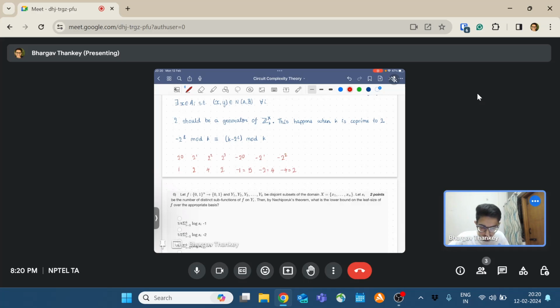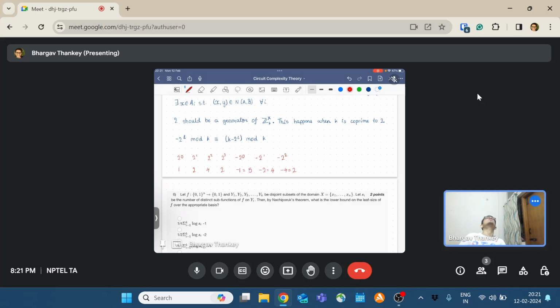Like the argument, it needs to be co-prime. Oh, so 6 and 2 are not co-prime. Six and two are not co-prime, so two is not a generator of Z star six. Yeah. But how would you show that this holds for every even number?